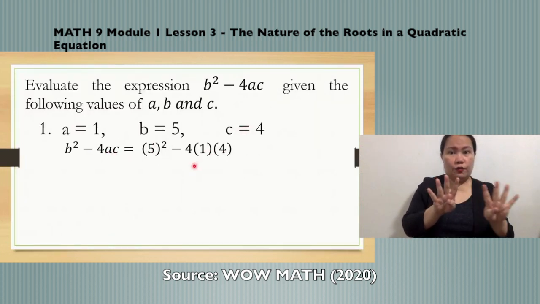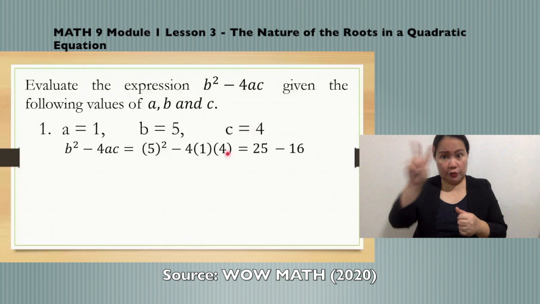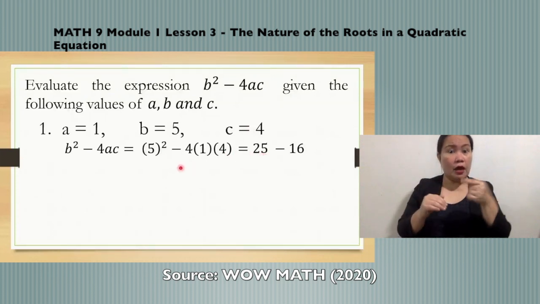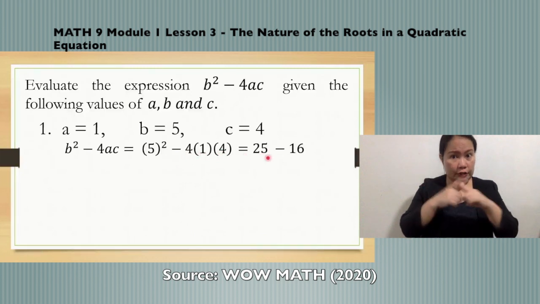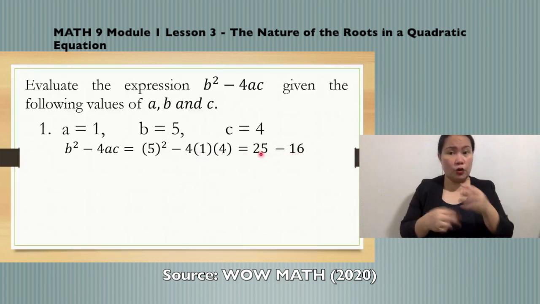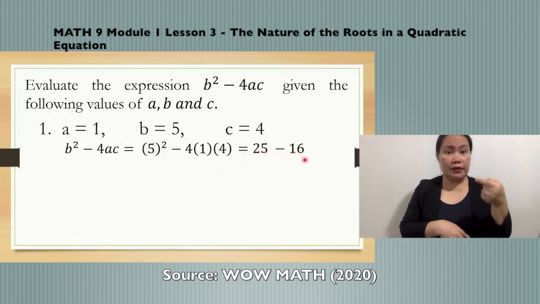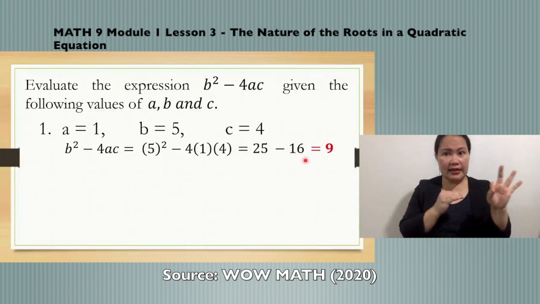Okay, so we will simplify. So 5 squared is 25 minus 4 times 1, that is 4, times 4, that is 16. So we have 25 minus 16, and that is 9.